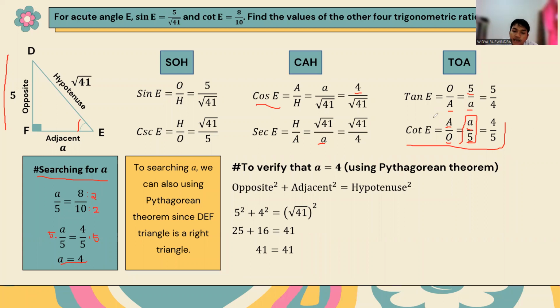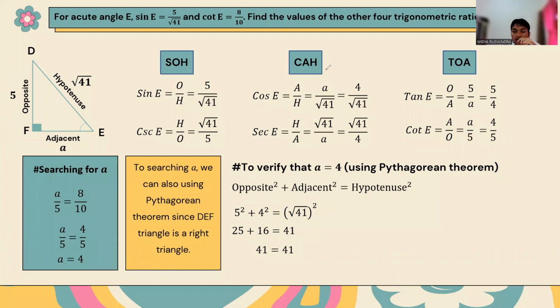To verify that A is 4, we can use the Pythagorean theorem. So the opposite side squared plus adjacent side squared is equal to the hypotenuse squared. The hypotenuse is square root 41, the opposite side is 5, and the adjacent side is 4. This is equal to square root 41 squared, and we get 25 plus 16 is equal to 41. So 41 is equal to 41.